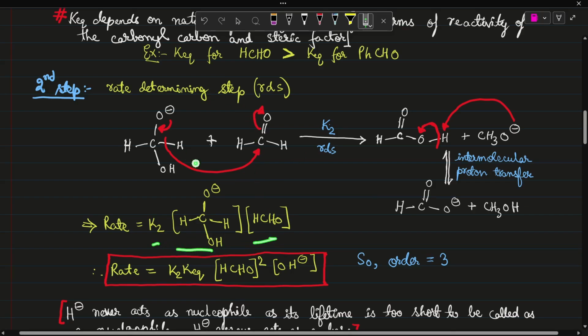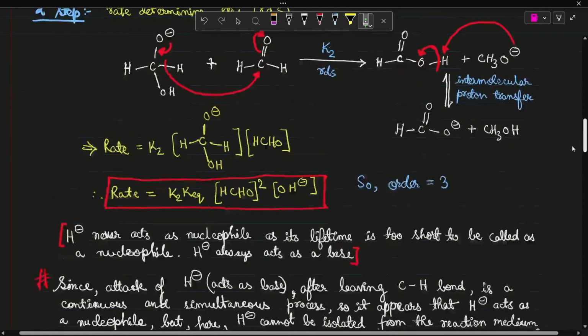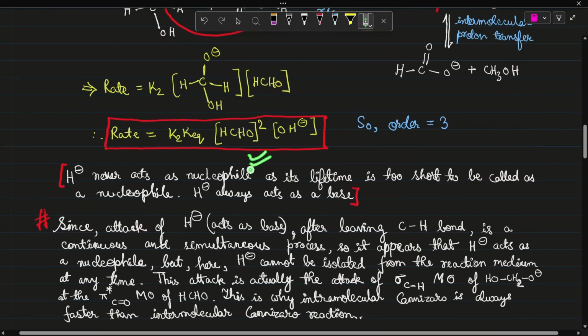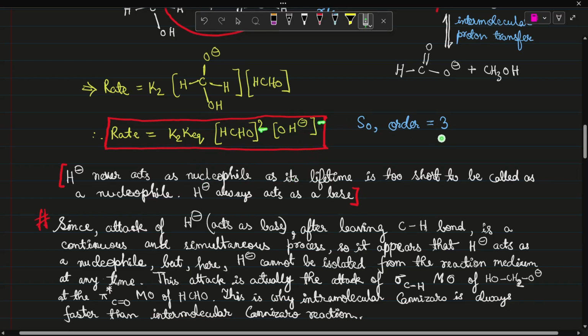Now if we write the rate of this reaction, it will be K2 times the product of the reactants that we have taken, because it's an elementary step, right? We know this species we have already got from the first step. We can replace this expression in that equation to get the final rate equation, and the rate constant is definitely K2 into K equilibrium. This is the final rate constant, and the order is 2 plus 1, so it is 3.